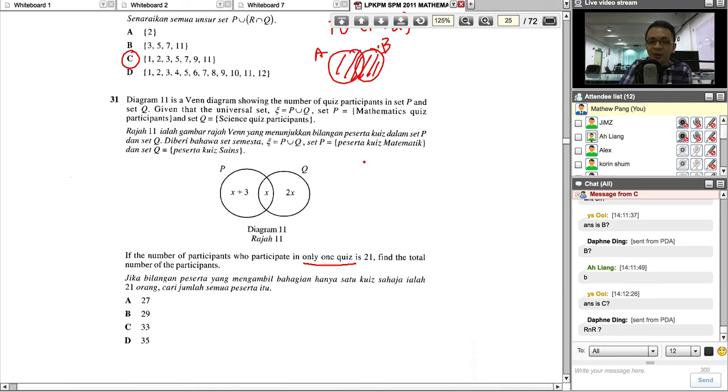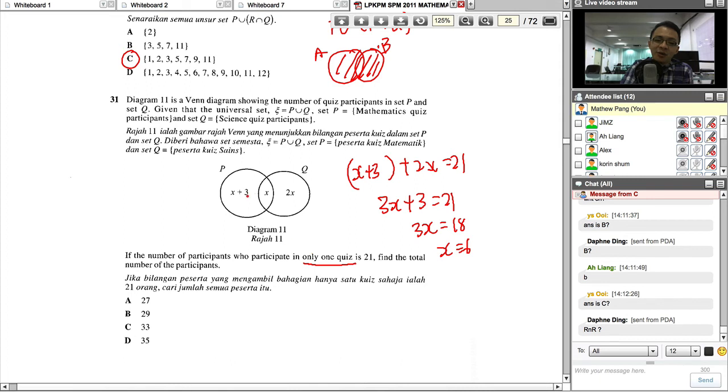Here is only Q. So that means x plus 3 plus 2x should equal 21. So I got 3x plus 3 equals 21. So basically 3x equals 18, x equals 6. So I can find the total participants by substituting x into here. So 6 plus 3 is 9, 6, 12. Adding together is the total participants. So it'll be 21, 27. Alright, it's not really hard.